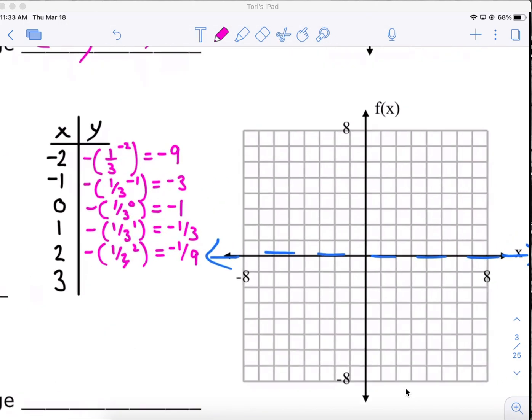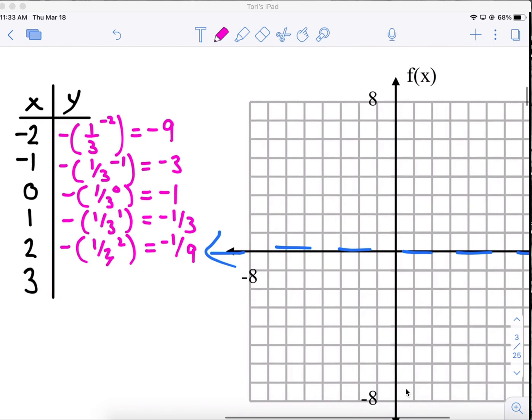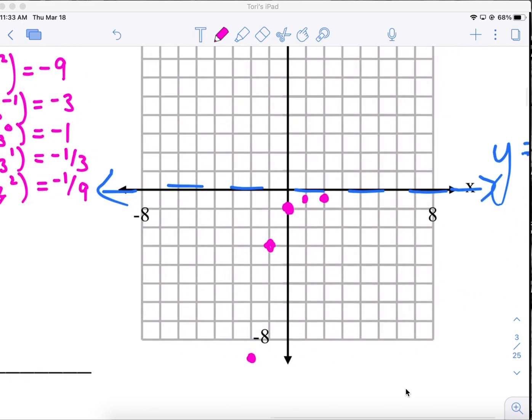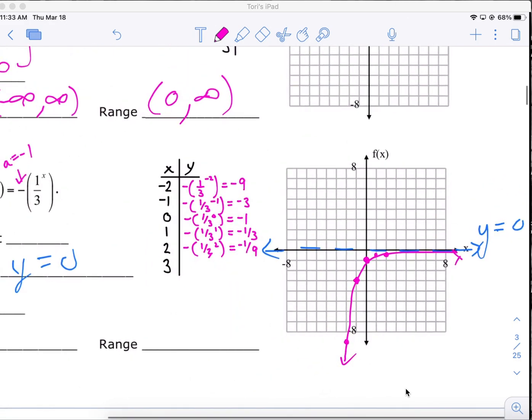Let's go ahead and graph the points we know. So we have -2, -9. And I'm going to go ahead and graph where that should be. -1, -3. 0, -1. 1, -1/3. And then this is super, super tiny with 1/9. All right, so our graph looks something like this.